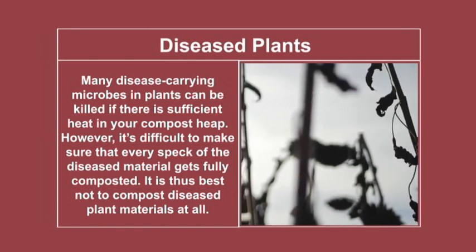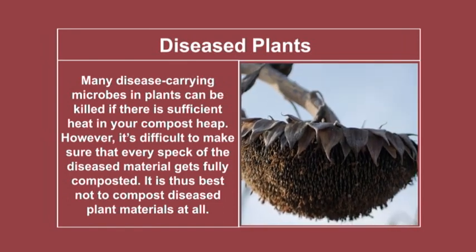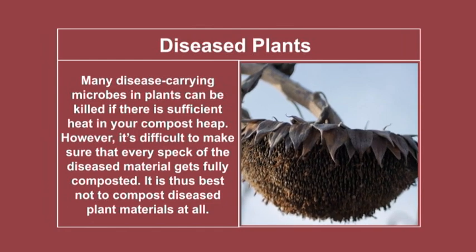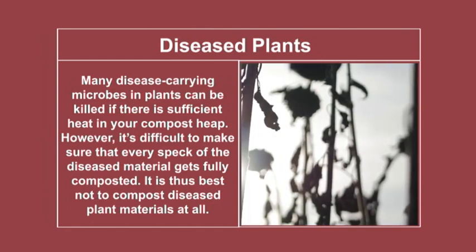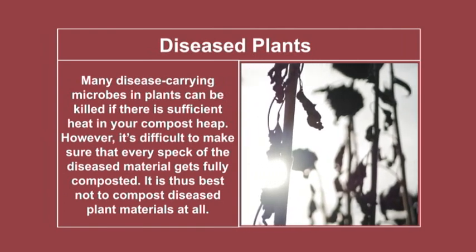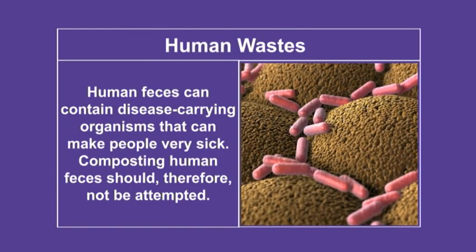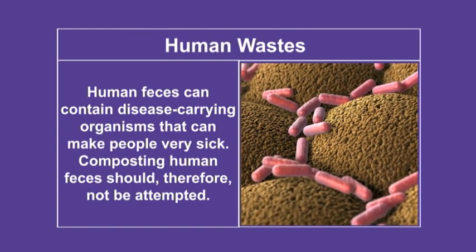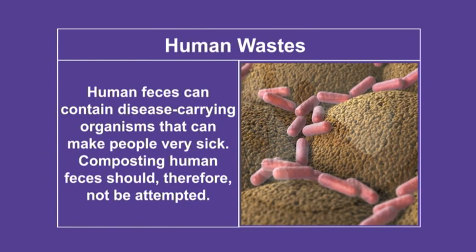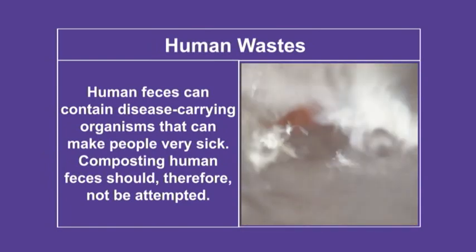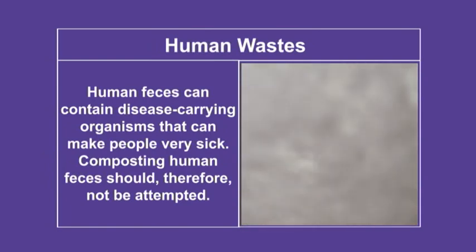Diseased plants. Many disease-carrying microbes in plants can be killed if there is sufficient heat in your compost heap. However, it's difficult to make sure that every speck of the diseased material gets fully composted. It is thus best not to compost diseased plant materials at all. Human waste. Human feces can contain disease-carrying organisms that can make people very sick. Composting human feces should therefore not be attempted.